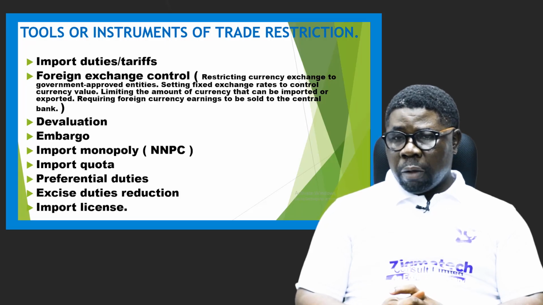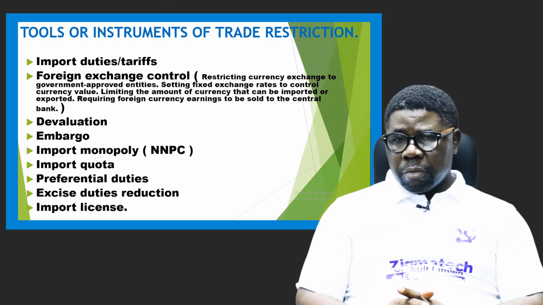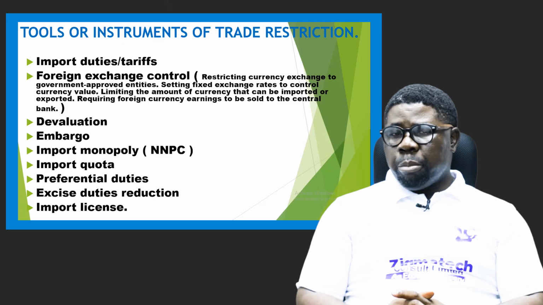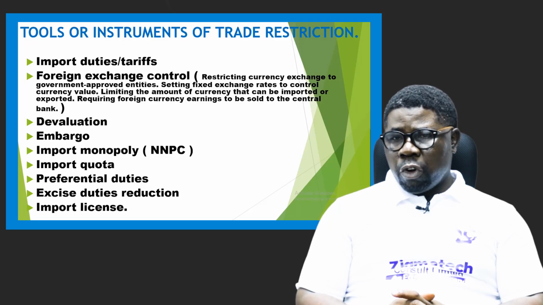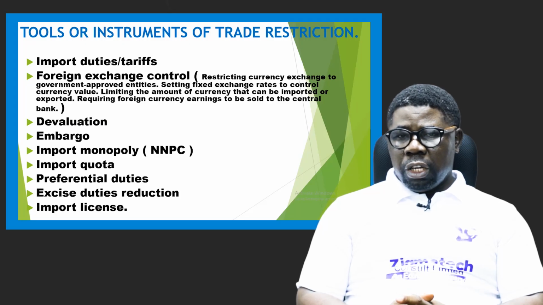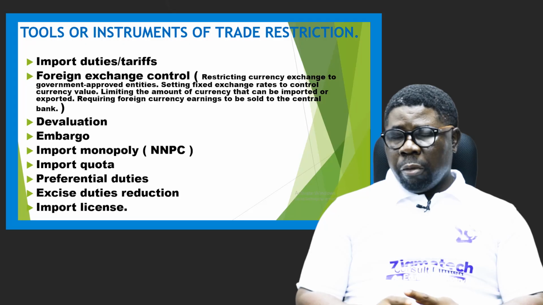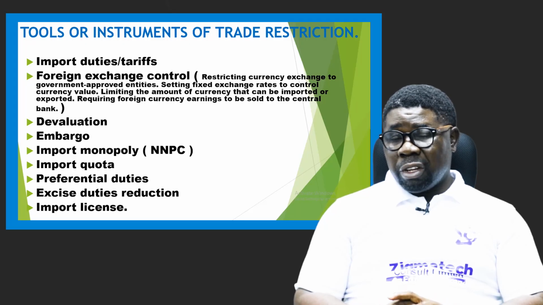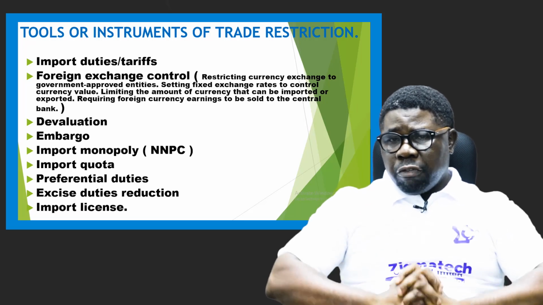Foreign exchange controls, another one. This is a form of restricting currency exchange by the government to unapproved entities, or setting fixed exchange rates to control currency value, as well as limiting the amount of currency that can be imported or exported. So this requires foreign currency earnings to be sold to the central bank. Some of the time, the government will only want the central bank to be able to buy foreign currencies and then distribute it adequately so that it can control foreign exchange value over time.